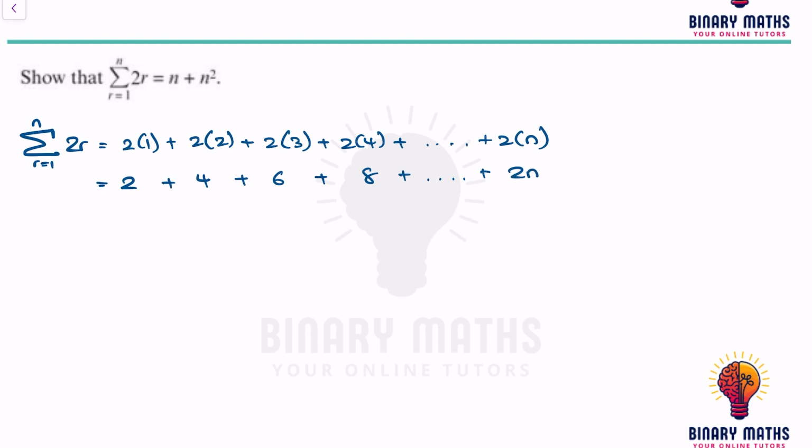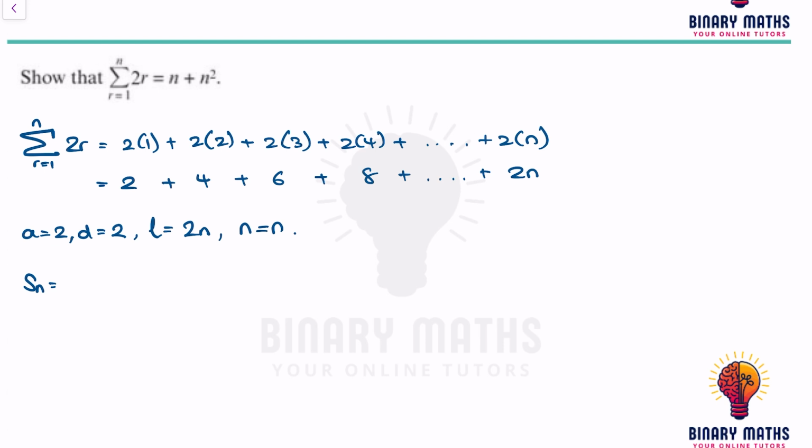2n. So in this case, you have a is equal to 2. Your common difference is equal to 2. The last term is 2n. And the number of terms is 1 to n, so it's just going to be n is equal to n. So for Sn, because you're trying to work out the summation of these things, it is an arithmetic series, so you can use the Sn formula.